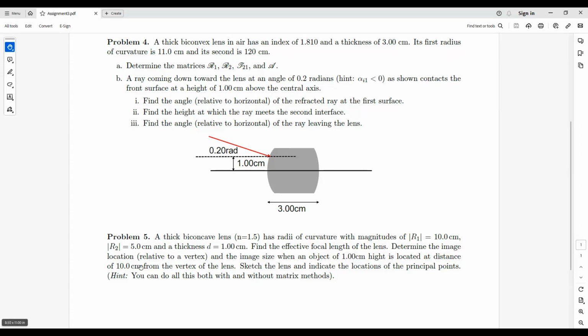Determine the image location and the image size when an object of 1 centimeter height is located at a distance of 10 centimeter from the vertex of the lens. Sketch the lens and indicate the locations of the principal points.